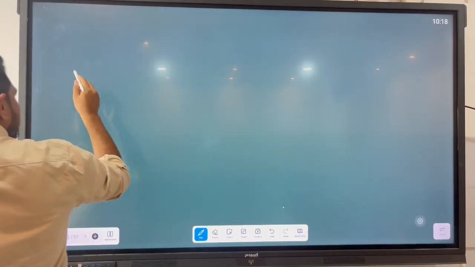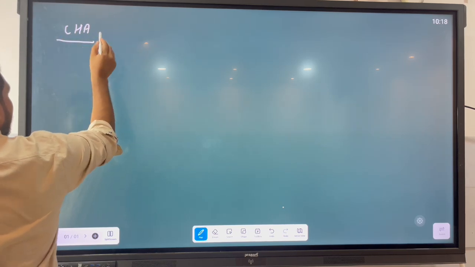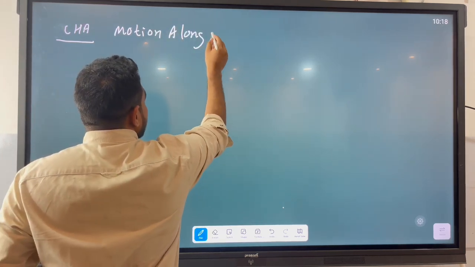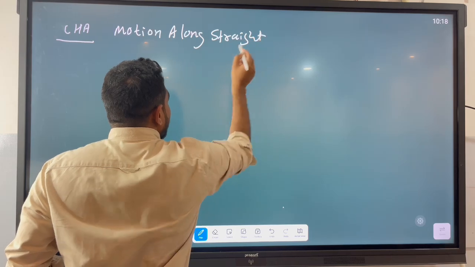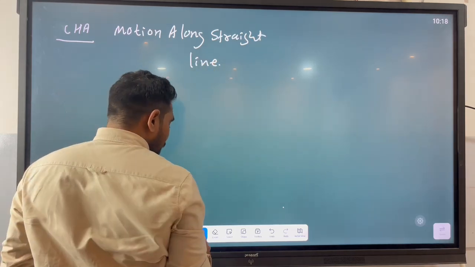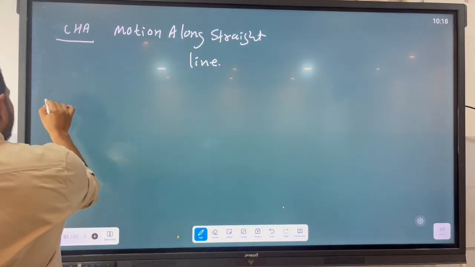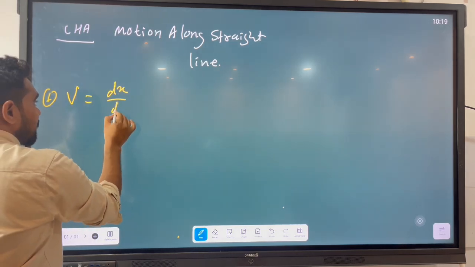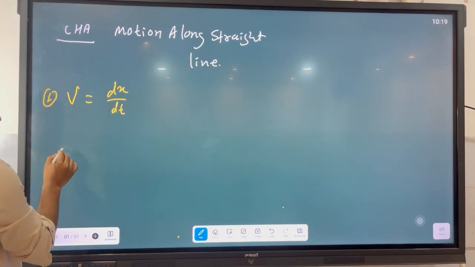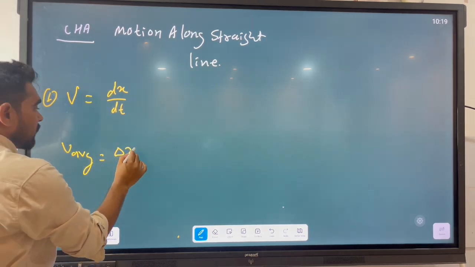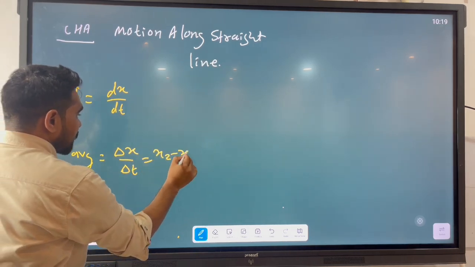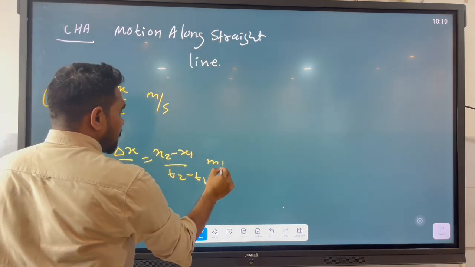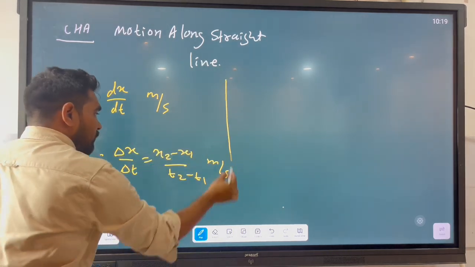Let us start our topic, chapter motion along a straight line, one by one. Motion along a straight line, meaning 1D motion, right? Some basic formulas related to this: instantaneous velocity is dx divided by dt, and average velocity v average equals delta x divided by delta t, meaning x2 minus x1 divided by t2 minus t1, right? Unit meter per second. This is the formula of velocity.